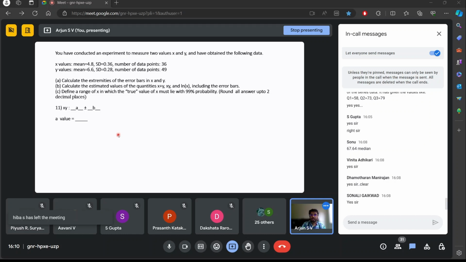So next question is, instead of x plus y, they are given xy. xy is equal to a plus or minus b. Here they have asked a value. So if you have multiplication, for the a value, which is the z bar, you can just multiply 4.8 into 6.6. So the answer will be 31.668, and your range will be between 31.6 and 31.7. So any answer within this will be accepted.